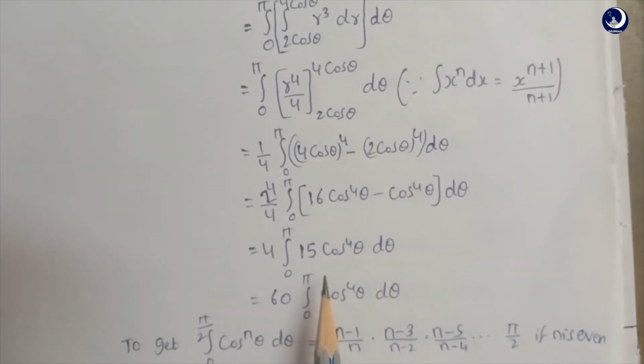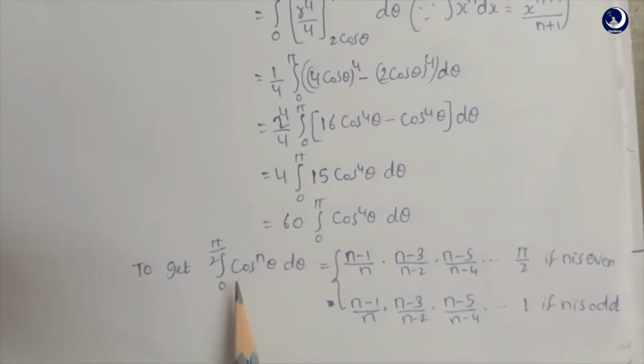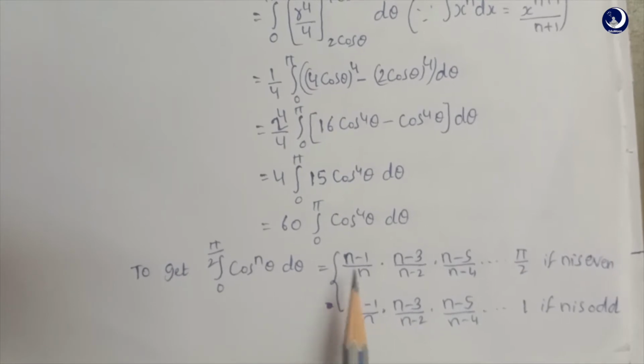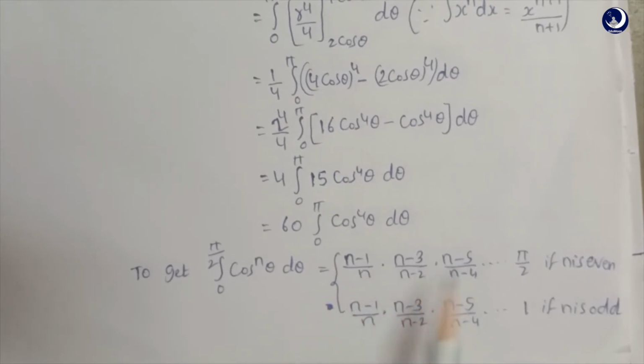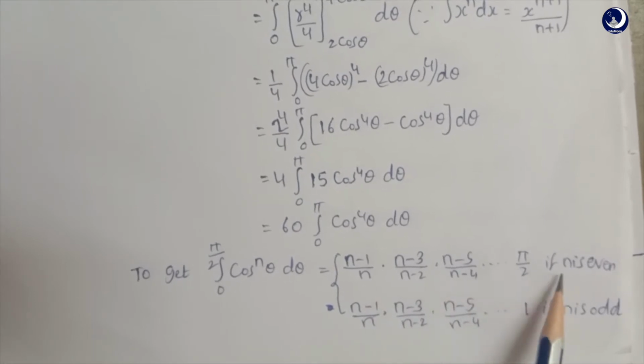We know that, as an intermediate step, we have a formula for the integral from 0 to pi by 2 of cos power n theta d theta. Its value is (n minus 1)(n minus 3)(n minus 5) by n(n minus 2)(n minus 4) into pi by 2, if n is even.